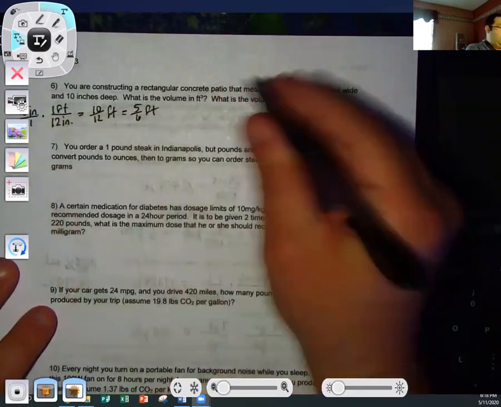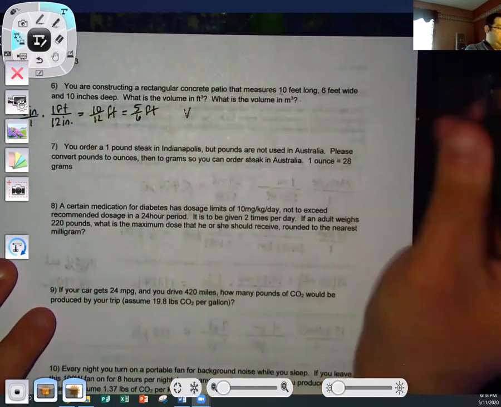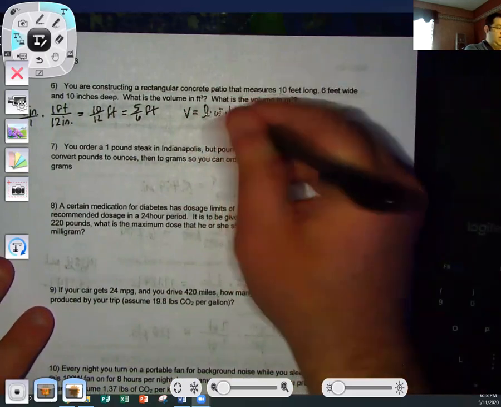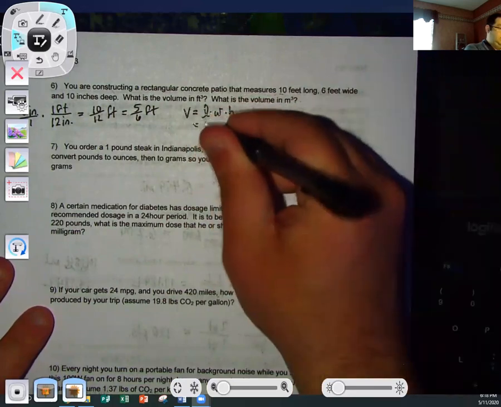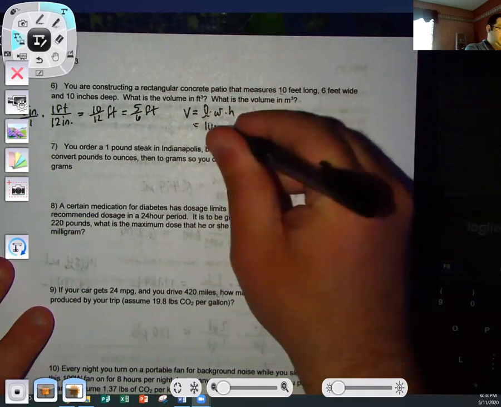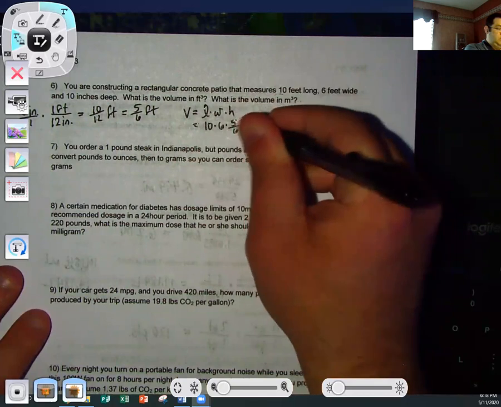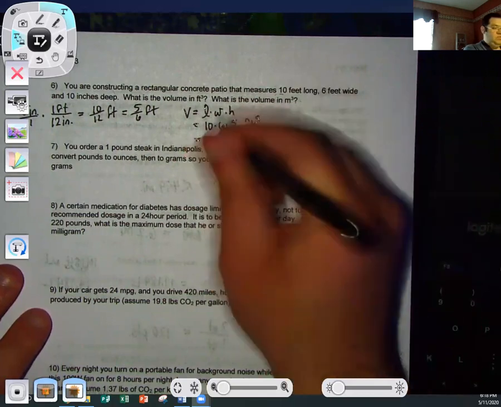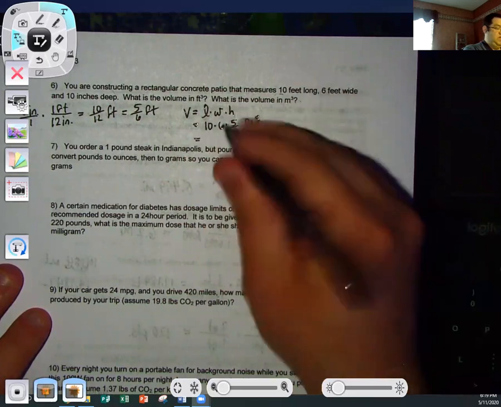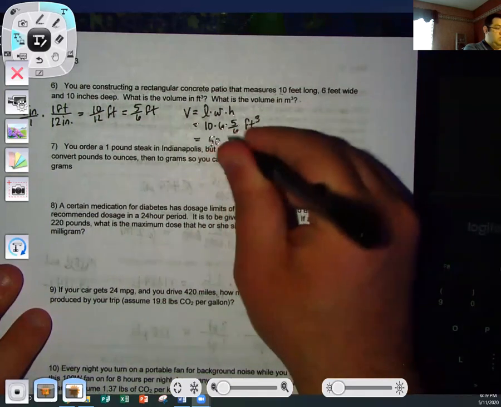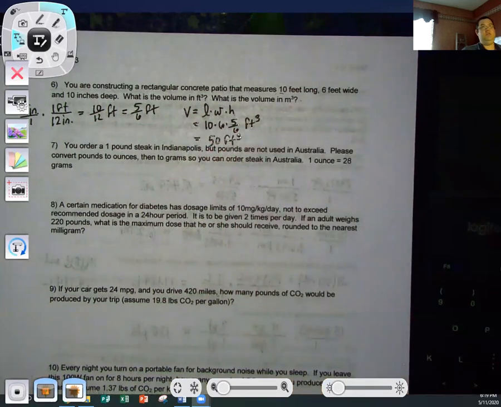So remember that volume of a rectangular prism or a rectangular concrete patio is length times width times height. So it's going to be 10 times 6 times 5/6. And that's going to be in cubic feet. So when I multiply, we end up with 60 times 5/6, which is 50. So the volume of the concrete patio is 50 cubic feet. So now we have to convert that to meters cubed.